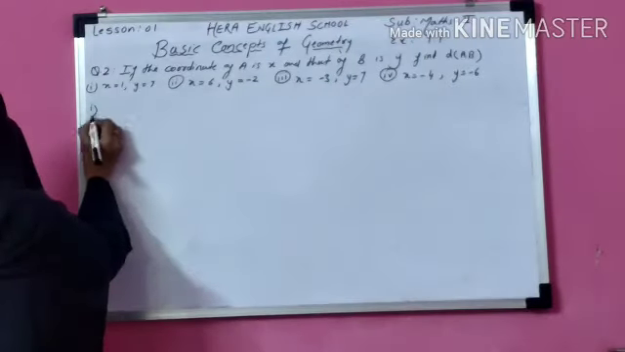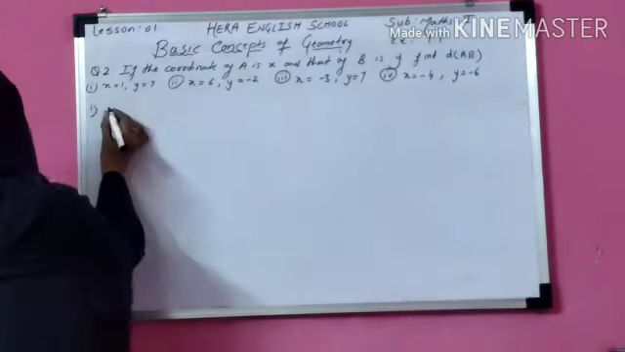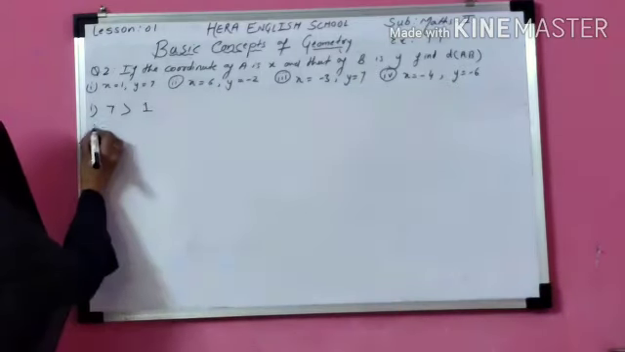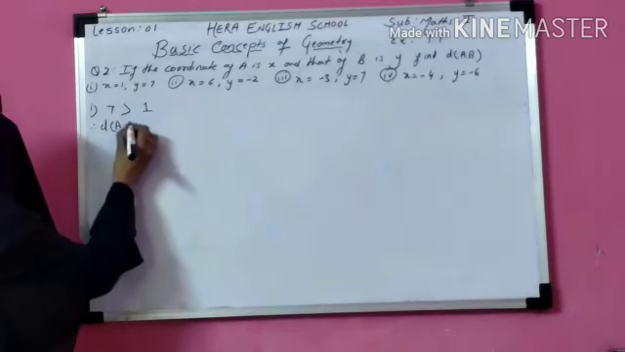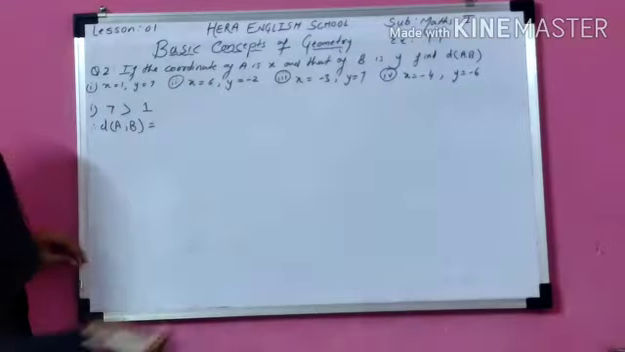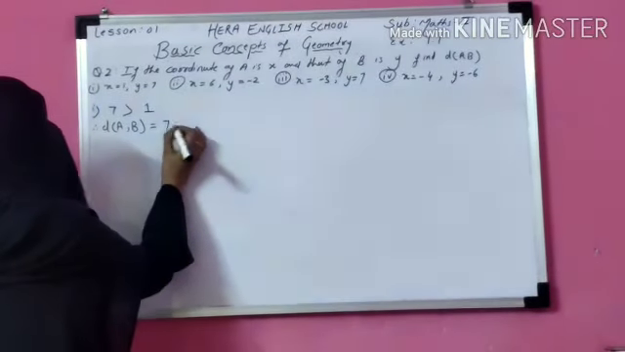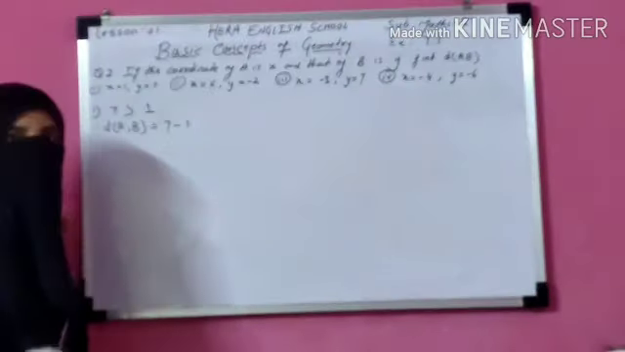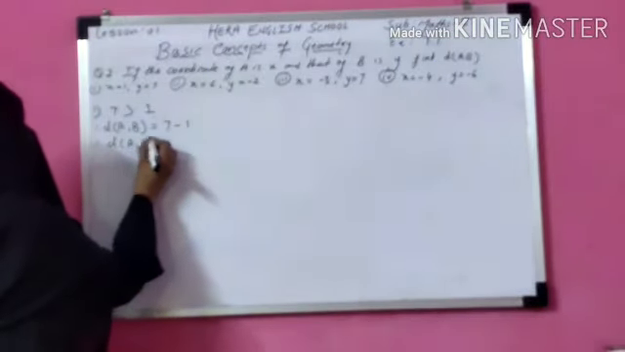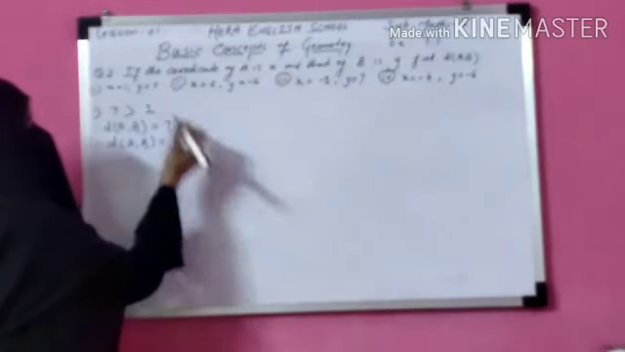Okay. So the greater coordinate is 7. That means 7 is greater than 1. Therefore, the distance between point A and B is nothing but the greater coordinate minus the smaller coordinate. So the greater coordinate is 7, minus the smaller coordinate 1. So the distance between point A and B is equal to 7 minus 1, which is 6.